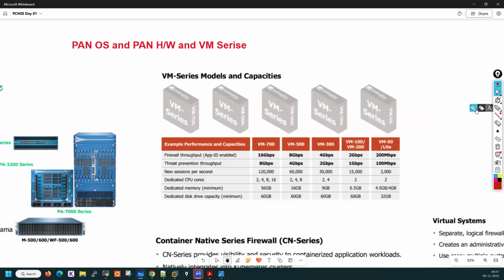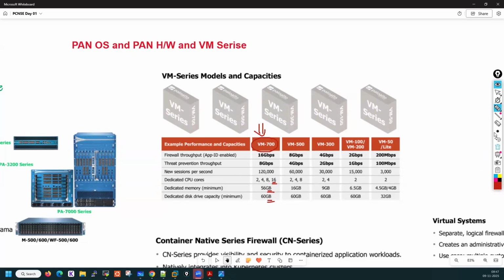But the difference is with the throughput only. Why does VM-700 have a high throughput? Because it has a large CPU, like 16 CPUs, 56 GB of memory, and a dedicated disk capacity of 60 GB. So that is the reason your VM-700 has a high throughput.